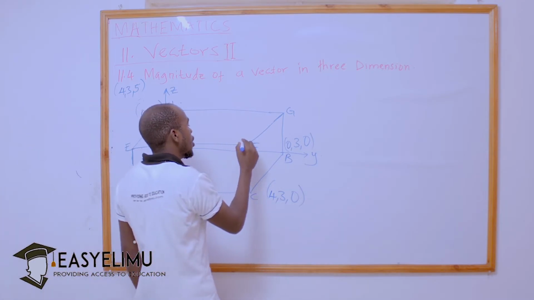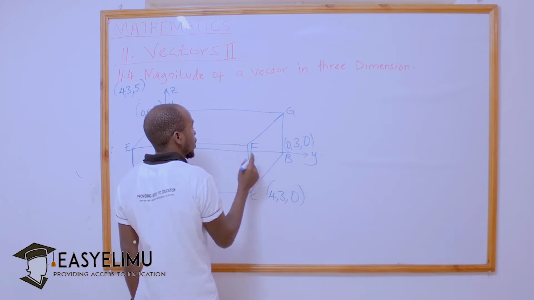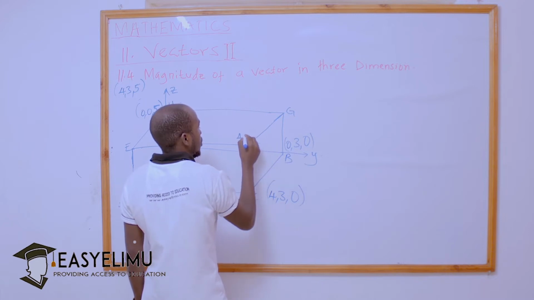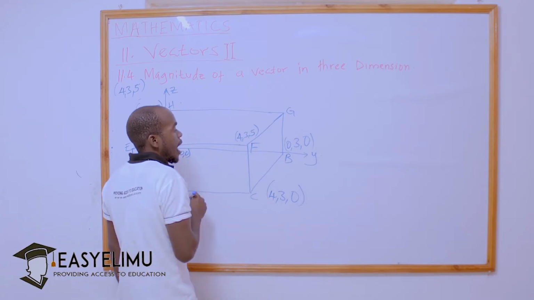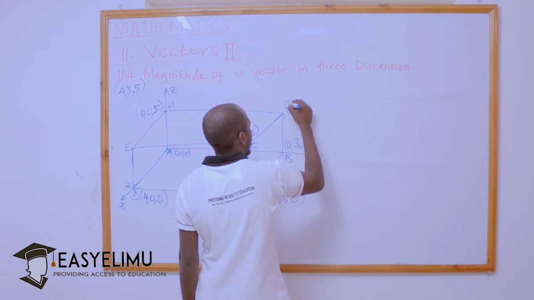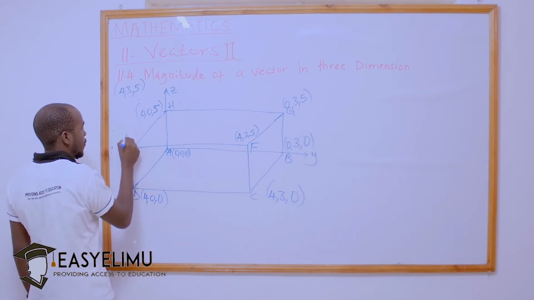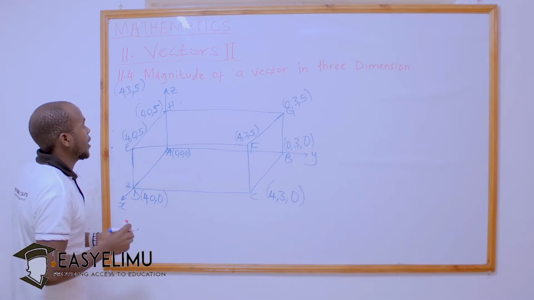Up here, because it's in 3 dimensions and it's above the 4, 3 in the z direction, it will be 4, 3, 5. That is the point. And here we are going to have 0, 3, 5. Here we shall have 4, 0, 5. So those are the points.